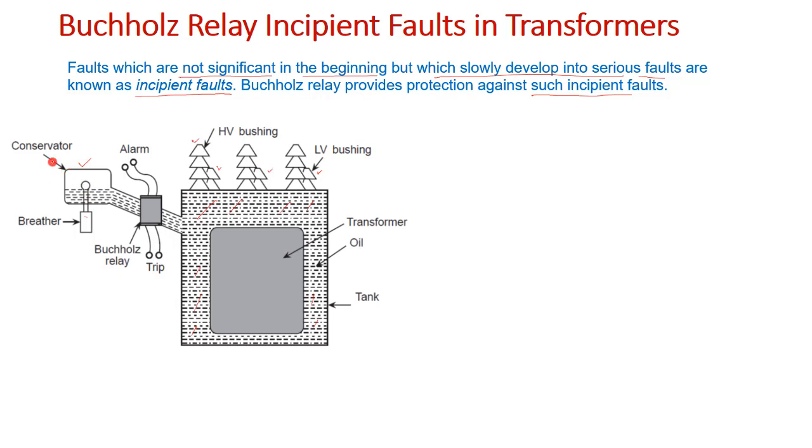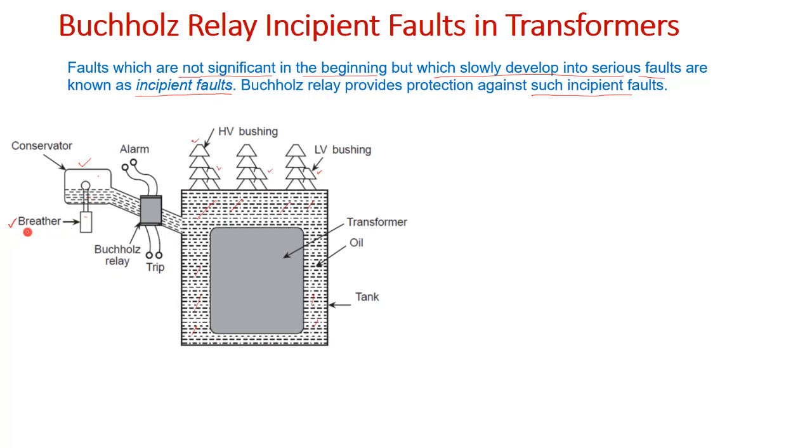And why is it called a conservator? In fact, it conserves the oil. This oil is used when there is leakage of oil, and also when some gas is formed in the tank, the excess oil flows into the conservator, right? So this is the function of the conservator. Therefore it is a huge cylinder on the transformer. Another component is the breather. What is this breather? If we look at the transformer, this is connected to the conservator.